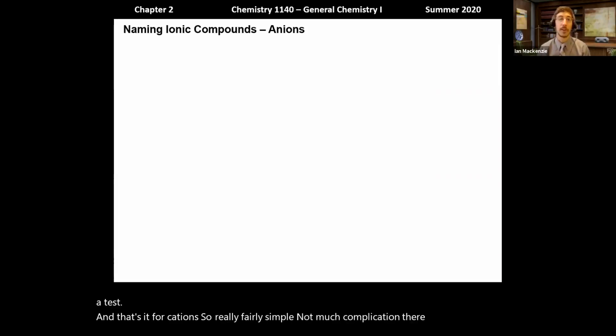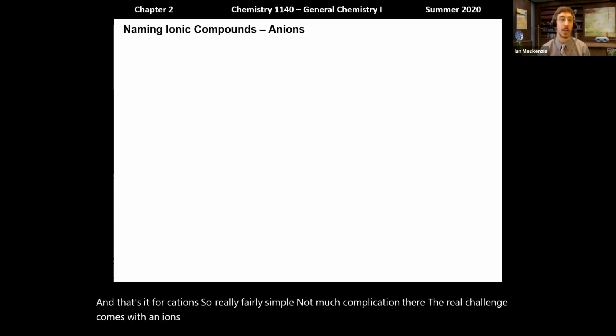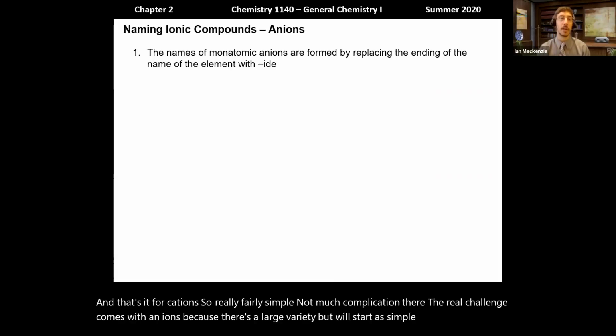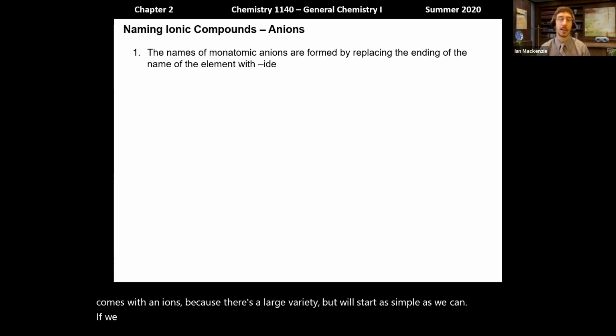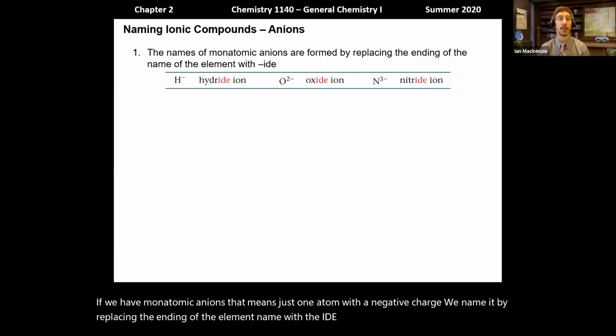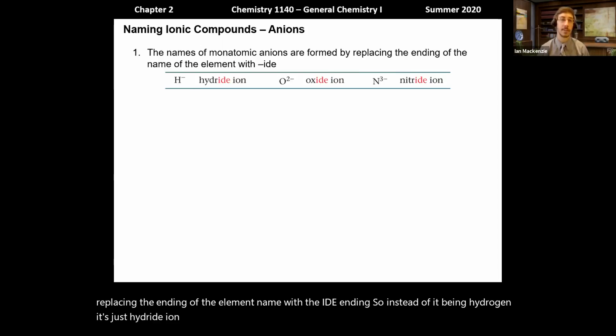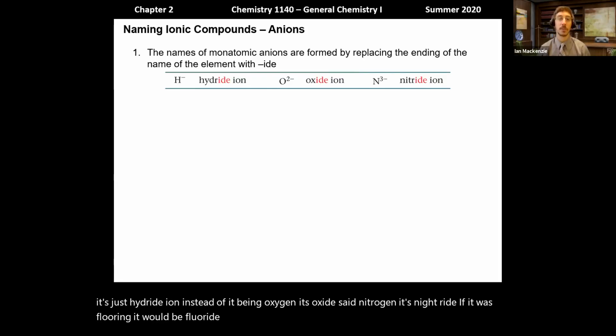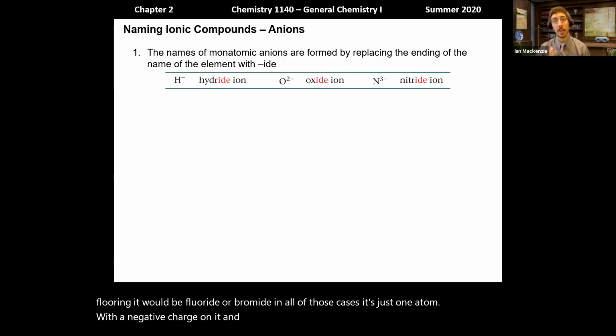The real challenge comes with anions because there's a large variety, but we'll start as simple as we can. If we have monatomic anions, that means just one atom with a negative charge, we name it by replacing the ending of the element name with the "ide" ending. So instead of it being hydrogen, it's just hydride ion. Instead of it being oxygen, it's oxide. Instead of nitrogen, it's nitride. If it was fluorine, it would be fluoride or bromide. In all of those cases, it's just one atom with a negative charge on it, and we replace the ending of the element name with "ide."